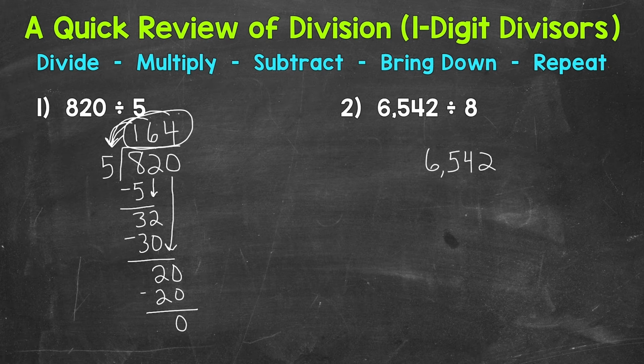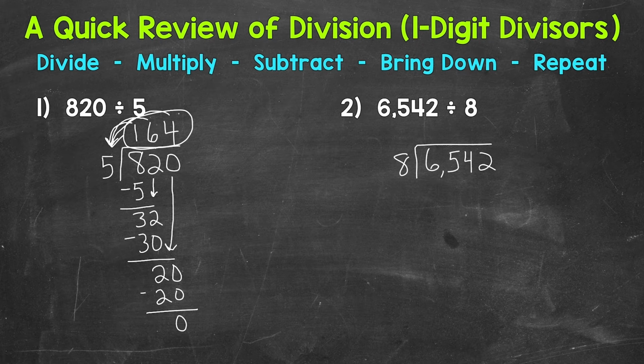6,542 divided by 8. So we'll start with divide. We have 6 divided by 8. How many whole groups of 8 can we pull out of 6? Well, we can't do that. We don't have any whole groups of 8 out of 6.